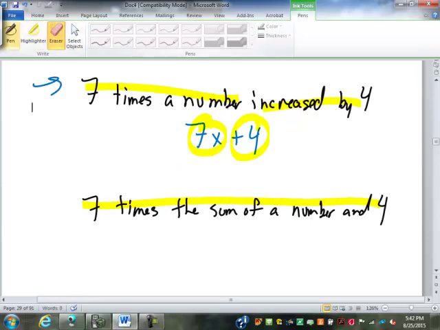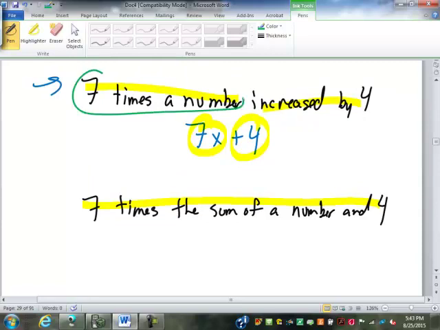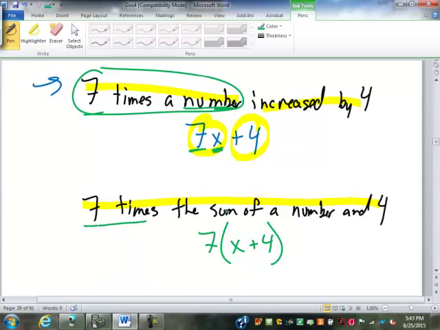At first glance, you might want to say that it's exactly the same, but it's not. This one was 7. Okay, there you go. Keep going. 7 parentheses x plus 4. Perfect. This was 7 times a number. 7 was just multiplying that missing number, x. This is 7 times the sum. The sum is the result of an addition problem. So it's implying that we've already done the addition and we're multiplying that result by 7.